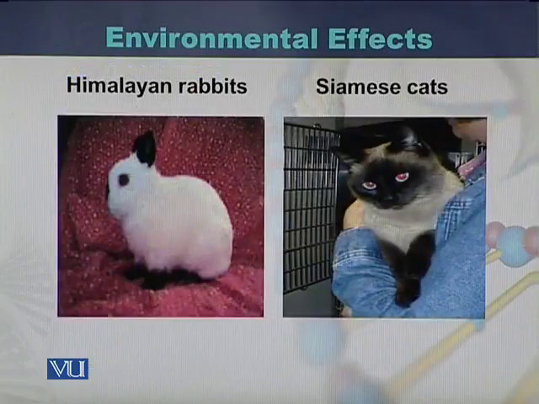The second example is of Himalayan rabbits as well as Siamese cats. Both these types of animals are impacted by the environment where they are growing. Due to the environmental effect, their fur can change into brown or black, and if the environment suits, then their fur comes back to the original color, that is white.